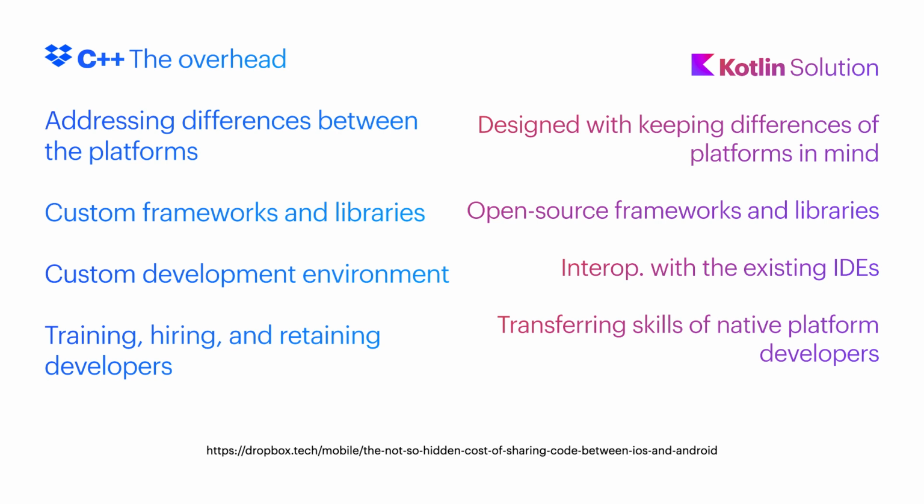Kotlin Multiplatform attempts to solve this issue of overhead by addressing the differences between the platforms, having designed a language from the ground up, keeping the differences of the platforms in mind. Kotlin has a unified memory management model on top of a concurrency model that addresses some of these differences. To address the problem of custom frameworks, Kotlin itself has a huge open source community of people who work on frameworks and libraries targeting multiple platforms. To address the problem of custom development environment, Kotlin goes out of its way to interop with existing IDEs, toolkits and toolchains.